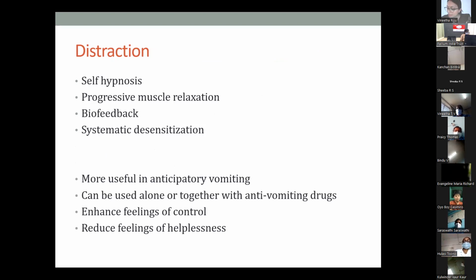Okay, right. So now coming on to, what do you advise a patient to eat? Someone who's having nausea and vomiting. What do you advise a patient to eat? What kind of food are you going to tell to eat? Yes, chat box.